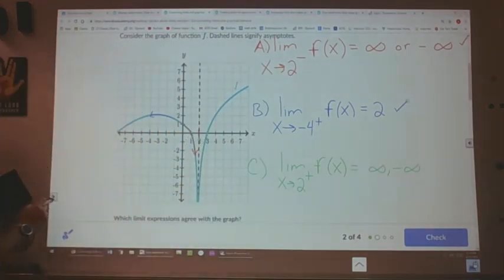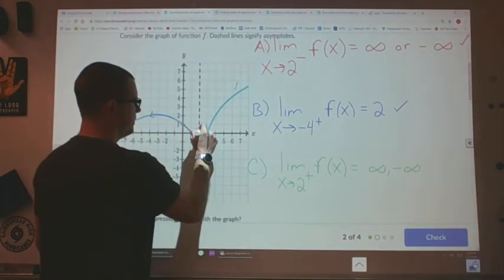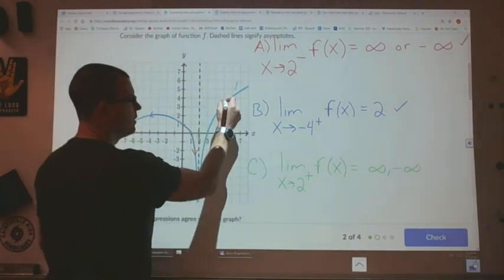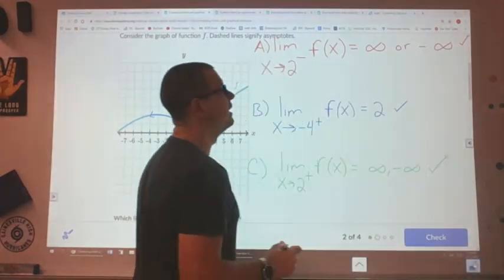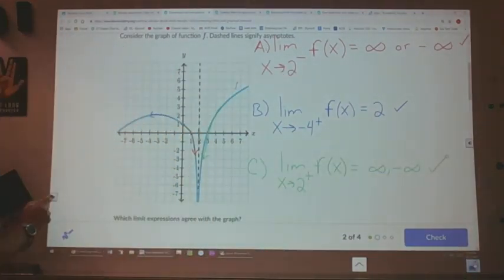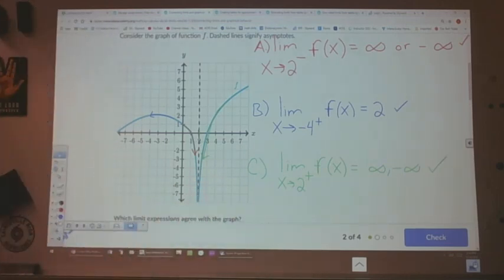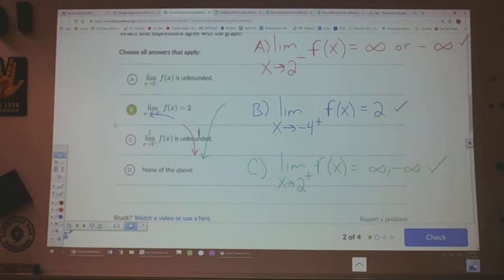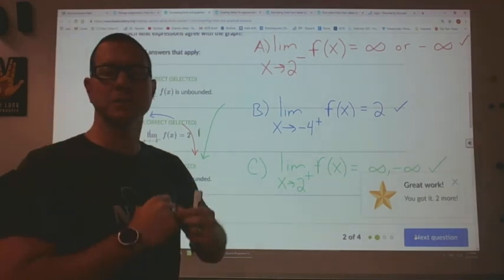And then, for our last one here, part C, at 2 again, but this time from the right, we want to see that unbounded behavior, which is exactly what we see. It does go to infinity or negative infinity. So our answer should be all of the above, or A, B, and C at least. So let's see. So A, B, and C all work. That's exactly it. So we're just looking for the limit from the graph.